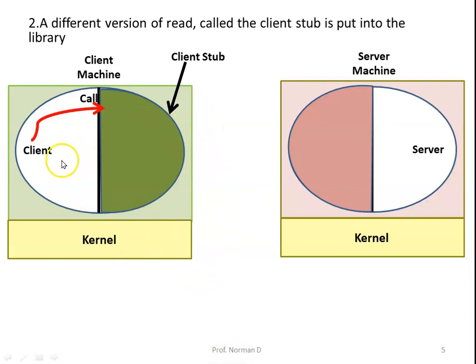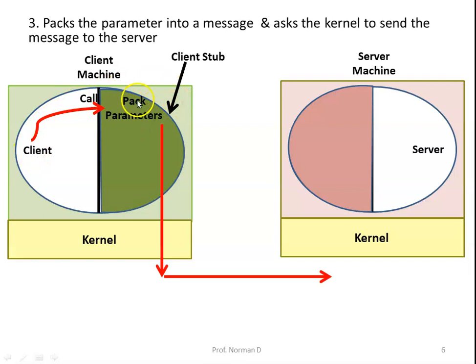What the client does first is pass the parameters to the client stub. Now, this client stub will pack those parameters. It will create a message of these parameters and pass it to the kernel of the client machine. And now it is the job of the kernel of the client machine to forward the message to the server machine.